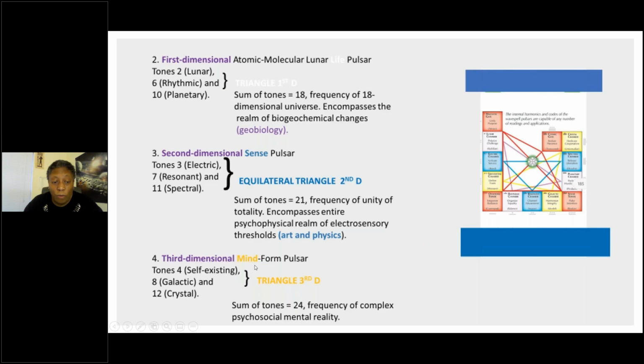Going to the 3rd dimension of the mind, we see the yellow. All the yellow blocks around there. Tones 4, we see that. It's going to self-existing. 8, the galactic tone, and then 12, the crystal tone. All of those add up to 24. That's going to create just a 3rd dimensional triangle. We see that triangle in there, don't we? That's the frequency of complex psychosocial mental reality. We're talking all mind when we get to the 3rd dimension. It also deals with width, length, height, depth.